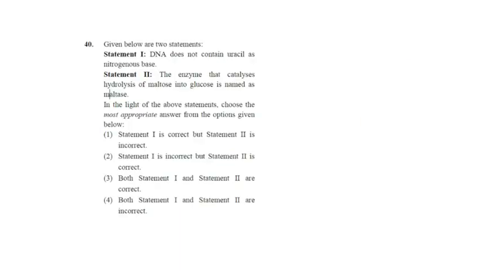They have given two statements. Statement 1: DNA does not contain uracil. Yes, RNA contains uracil, whereas DNA contains thymine, right? So statement 1 is correct.